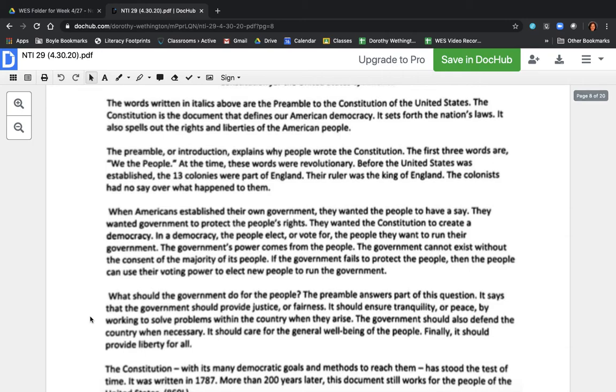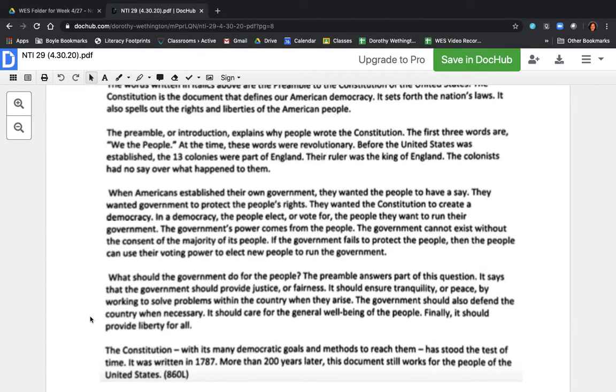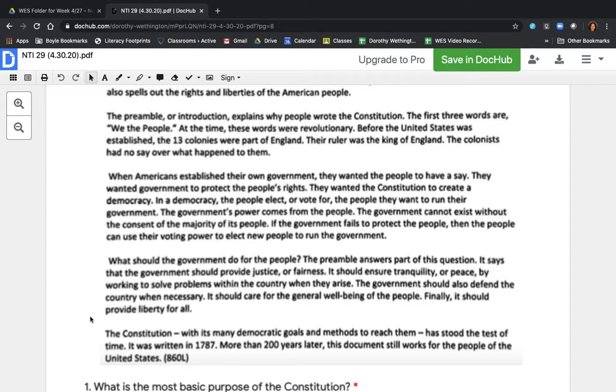What should the government do for the people? The preamble answers part of this question. It says that the government should provide justice or fairness. It should ensure tranquility or peace by working to solve problems within the country when they arise. The government should also defend the country when necessary. It should care for the general well-being of the people. Finally, it should provide liberty for all.